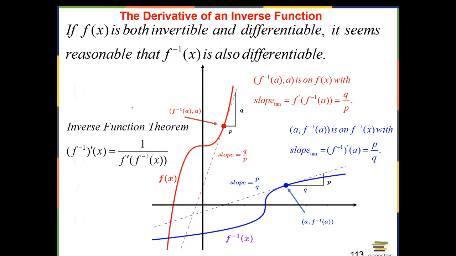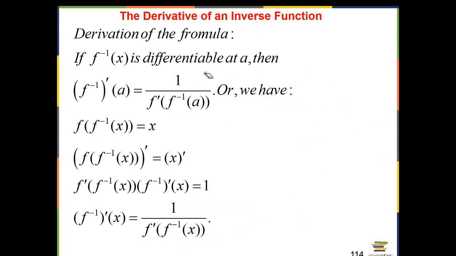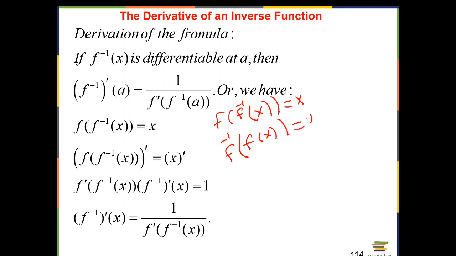All right, so let's look at where this formula comes from. We can easily prove it this way. We know from algebra that if two functions are inverses, then f of f inverse of x equals x, and f inverse of f of x equals x. That's a simple idea. For example, let's say we have x to the third and cube root of x.